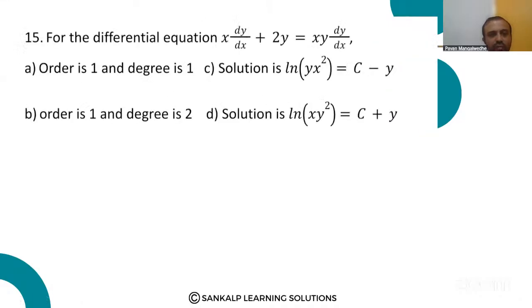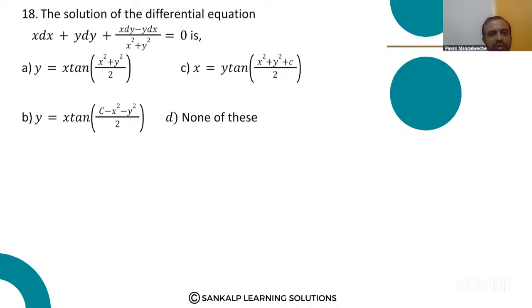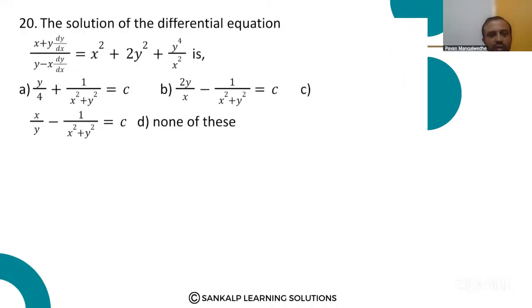This is the 15th one. It is also the same as the last three sums, what we learned, order and degree. And it is the 16th one. It's a bit difficult, but try this, we'll get the answer. And this is the 18th one. Take screenshots of this. These questions, if you attempt them, are good preparation for the CET.